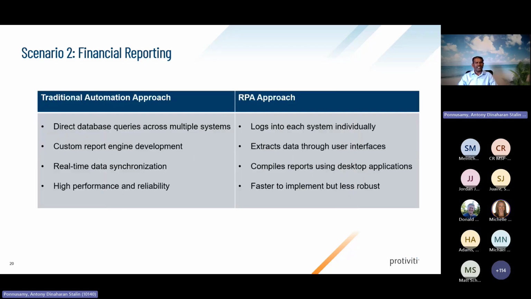In financial reporting, with traditional automation you will have direct database queries across multiple systems, and then you'll be generating a custom report. Take an example like Power BI or Tableau. You will be creating custom reports, and you have real-time data synchronization from one place to another, or you need to get the reports in real time. It works with high performance and reliability. What it means is you can filter and create complex reports very easily. From a user perspective it's very easy. They can filter it out and dissect anything on the report side.